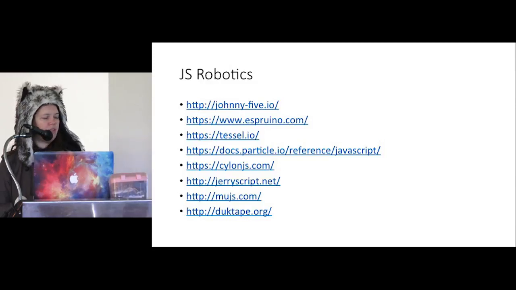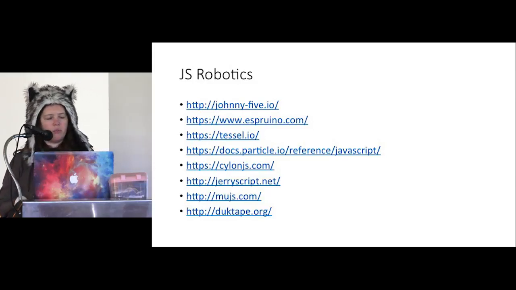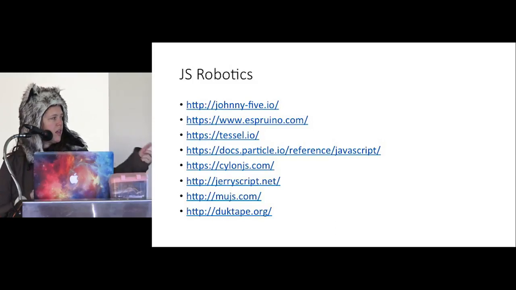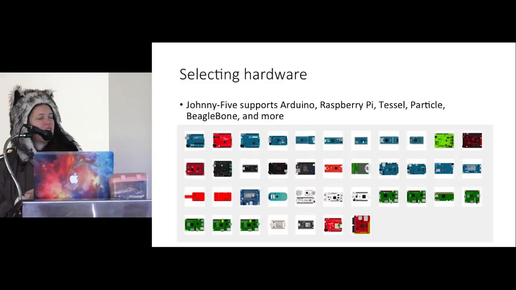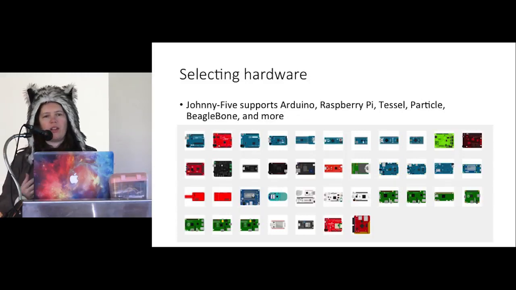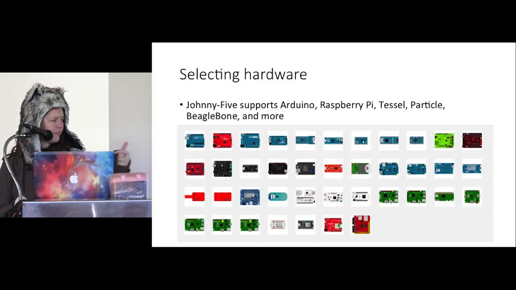Espruino is a very cut down JavaScript runtime that runs on microcontrollers. Tessel, which also is... Apparently the PowerBoard doesn't like Tessel. That's a good sign. So Tessel works with Johnny-Five, and they also had their own platform. It's tied into a particular hardware platform. Particle.io is another example of a hardware platform. They've got things like the Photon and the Electron boards that you can program using a JavaScript SDK.